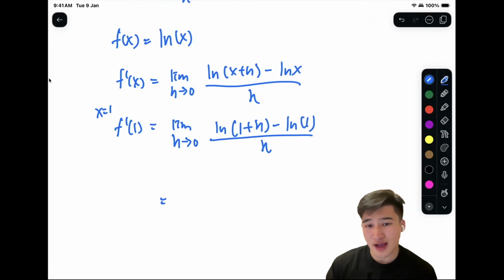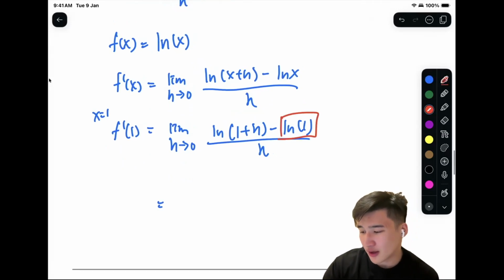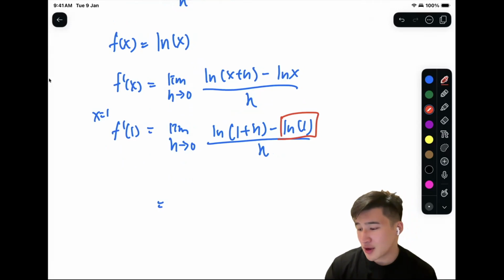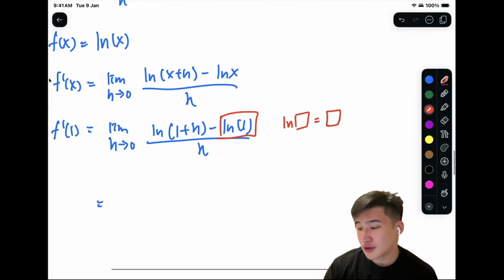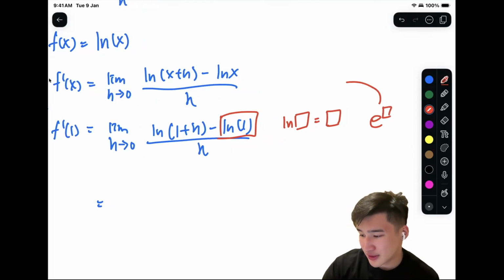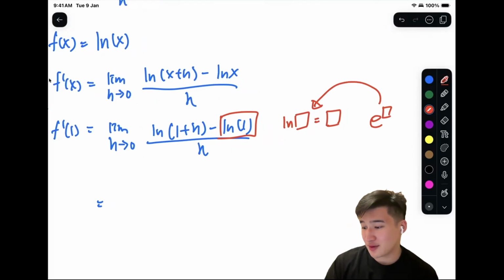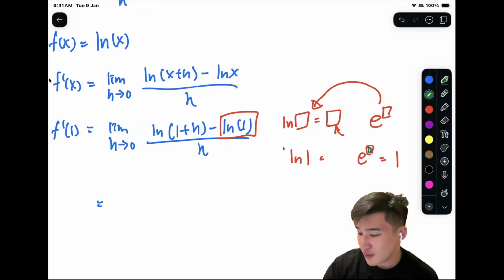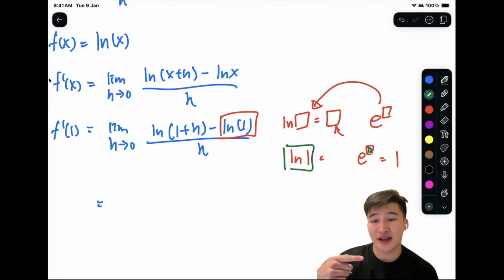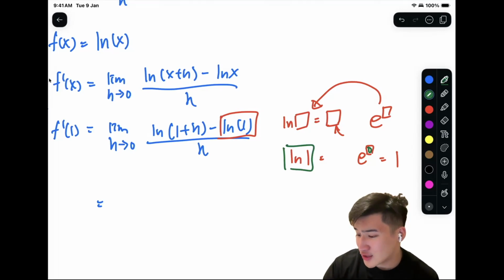To understand what we have here, let's take a look at this one. Natural log 1. What does natural log 1 mean? The output of the natural log function gives you the power to which e needs to be raised in order to get this value. So natural log 1 is asking, what power does e need to be raised to in order to get a value of 1? Well, the answer is 0, right? e to the power of 0 is 1. So the answer would be 0.